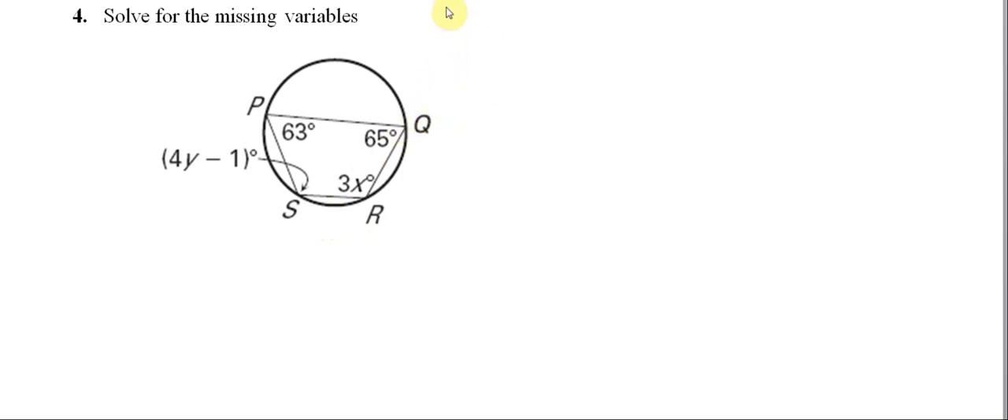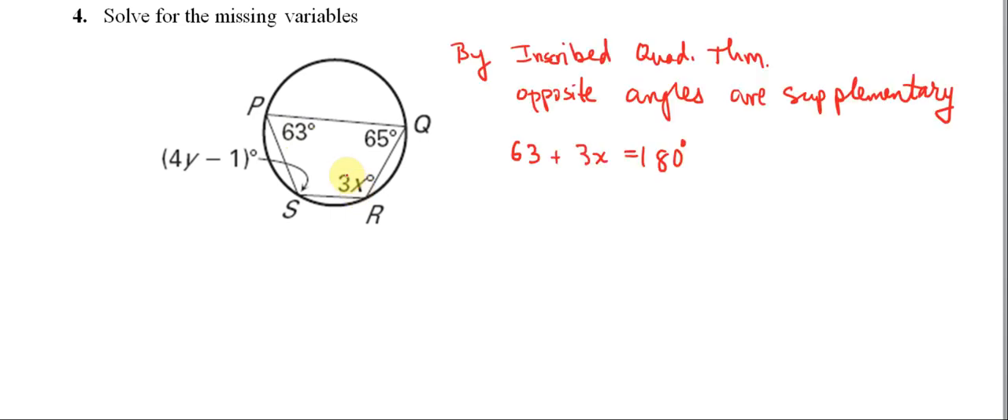Look back in the notes and the videos at some of the other examples, and the proof that the opposite angles have to be supplementary. That means that 63 and 3x have to be supplementary, so they have to add up to 180. The opposite angles, angle P and angle R, 63 and 3x, add up to 180, and from here we can solve. So 3x is equal to 180 minus 63, which is equal to 117 degrees.